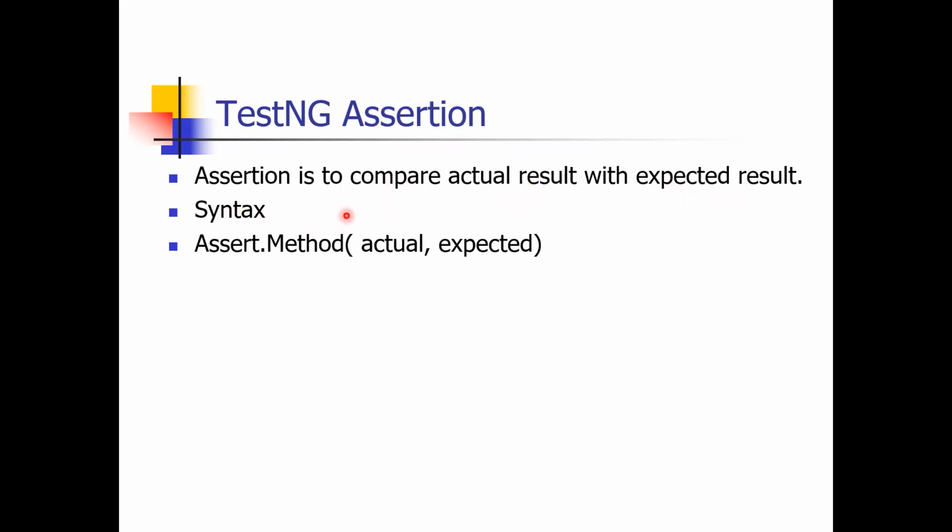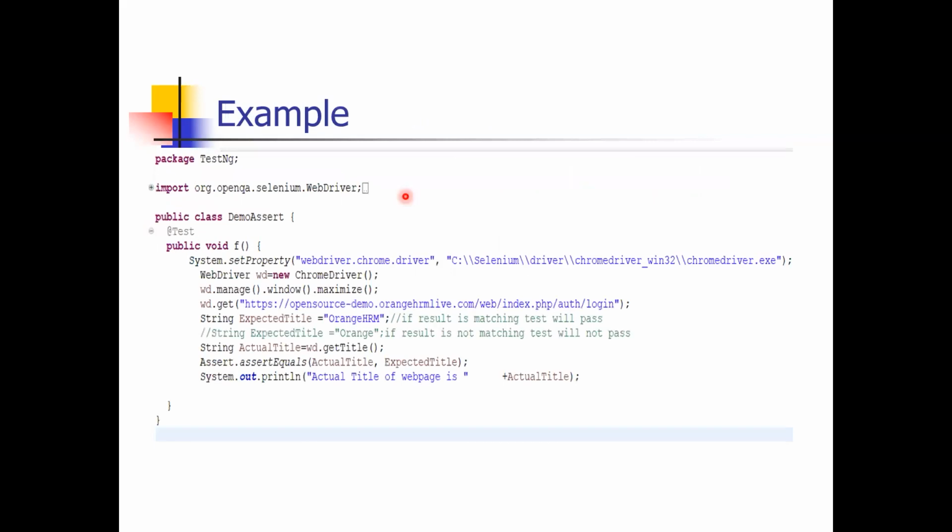So what is the syntax? Syntax is assert dot method, and here actual comma expected. Again, what is the syntax? Assert, then dot method. In the method, the first parameter is the actual parameter and the second parameter is the expected parameter. This is the example.